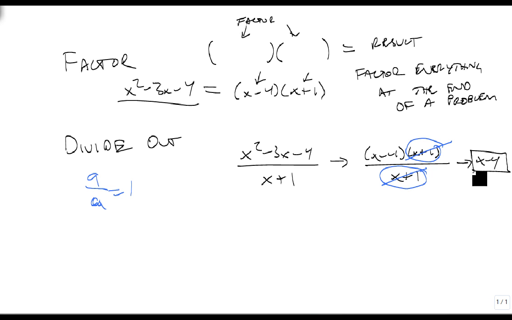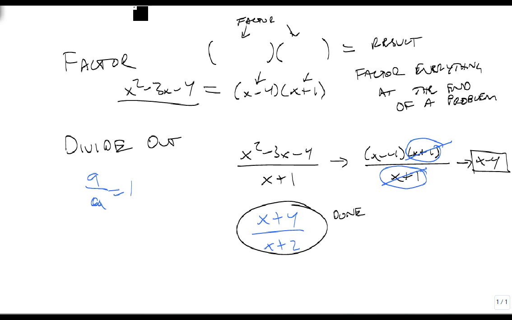And so the key here in dividing out is that everything about the factor has to be the same. For instance, I can divide out the x plus 1s, but if I have x plus 4 over x plus 2, this is done. I can't divide anything out because the x plus 4 is a factor and the x plus 2 is a factor, and these factors are not exactly the same, so they can't divide out.